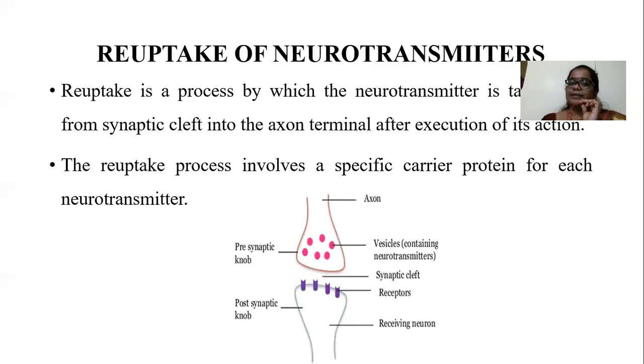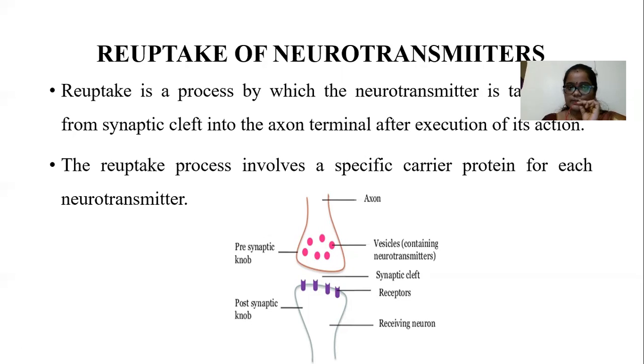So what do we mean by the reuptake process? Reuptake is a process by which the neurotransmitter is taken back from the synaptic cleft into the axon terminal after execution of its action. That is called reuptake.